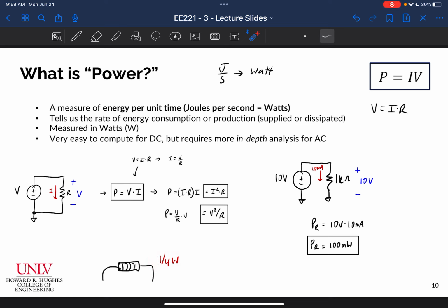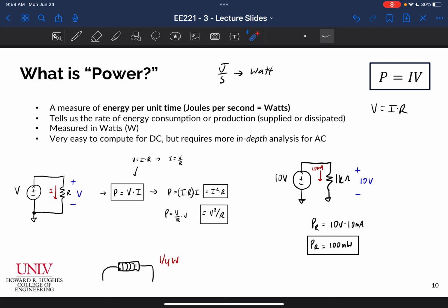It will just start to burn up and it will cease to behave like a resistor. It will short and you can cause fires. You can melt your breadboard. All kinds of crazy things can happen if you don't pay careful attention to the power rating of your resistor and how much power your resistor is supposed to dissipate in your circuit.